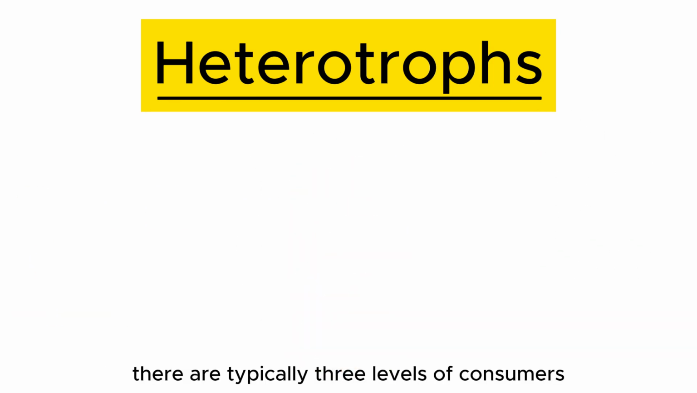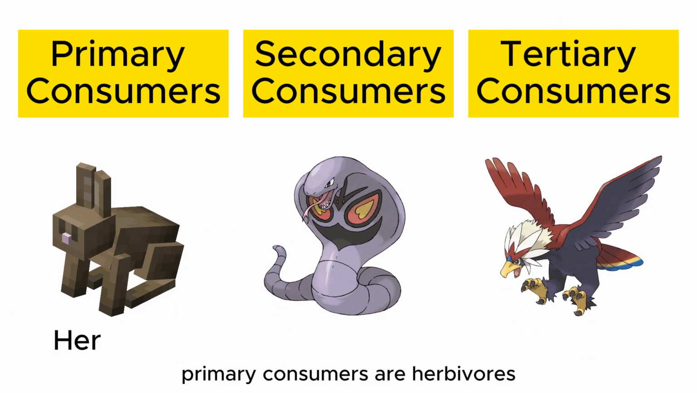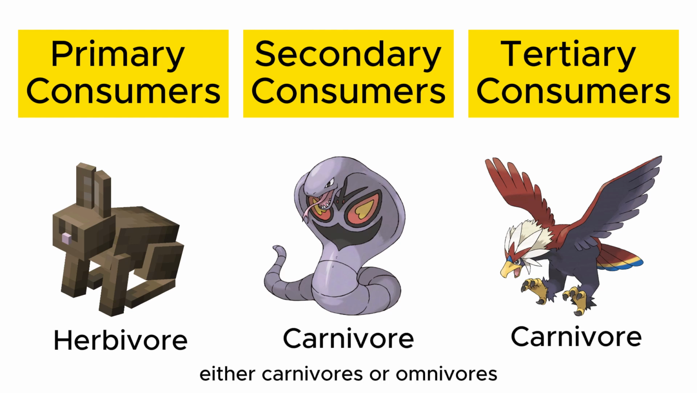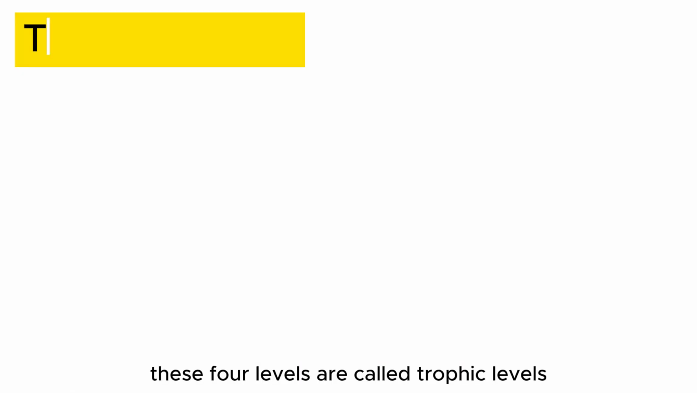There are typically three levels of consumers. There are primary consumers, secondary consumers, and tertiary consumers. Primary consumers are herbivores, whereas secondary and tertiary consumers are either carnivores or omnivores. While there are three levels of consumers, there is only one level of producers. These four levels are called trophic levels.